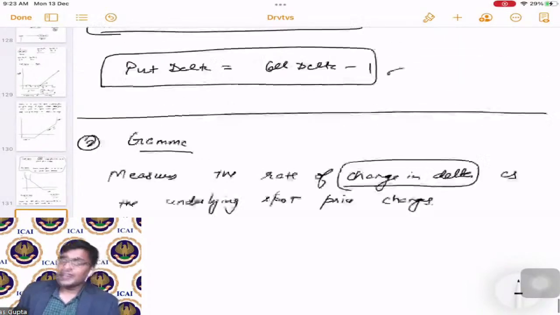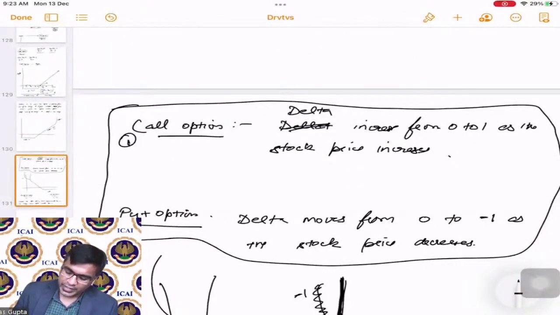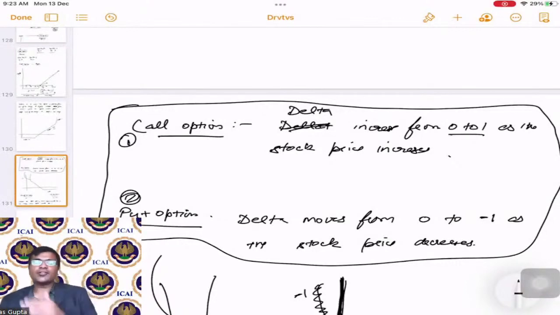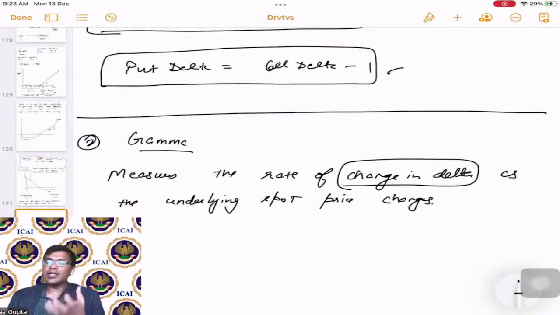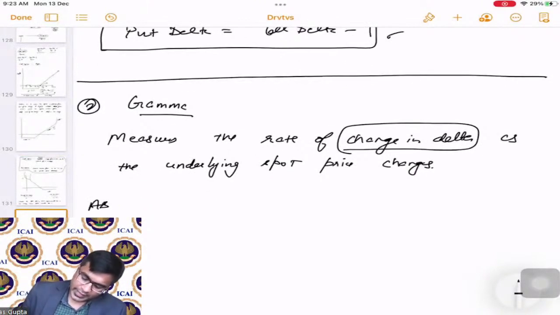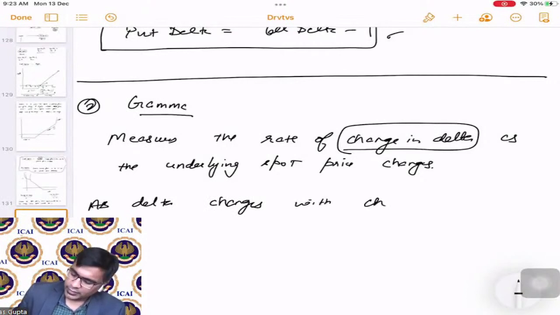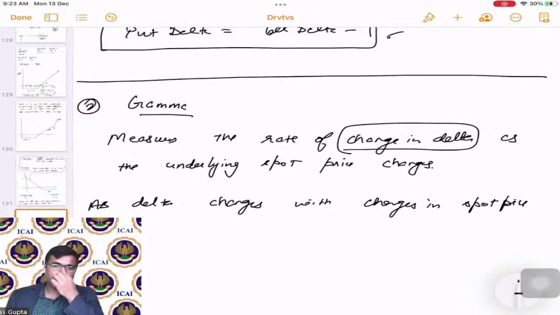Now, we know that delta also moves, correct? With these two conclusions, conclusion number 1 and 2, we know that delta also changes from 0 to 1 or 0 to minus 1 in case of a call or a put option, correct? So this gamma measures the rate of change in delta itself. We can write that as delta changes with changes in spot price. So even the delta changes with the changes in spot price, correct?